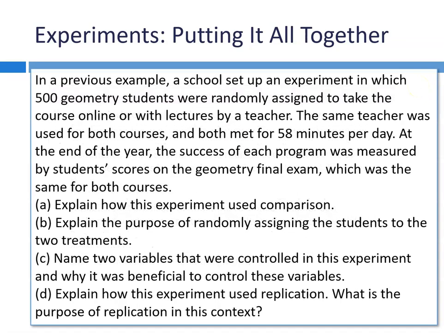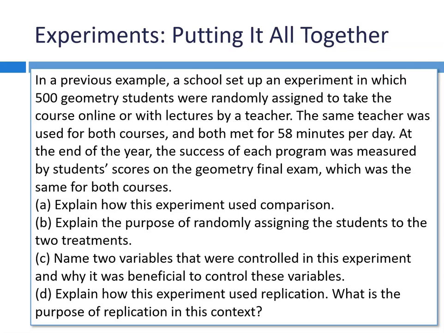In a previous example, a school set up an experiment in which 500 geometry students were randomly assigned to take a course online or with lectures by a teacher. The same teacher was used for both courses, and both met for 58 minutes per day. At the end of the year, the success of each program was measured by students' scores on the geometry final exam, which was the same for both courses.